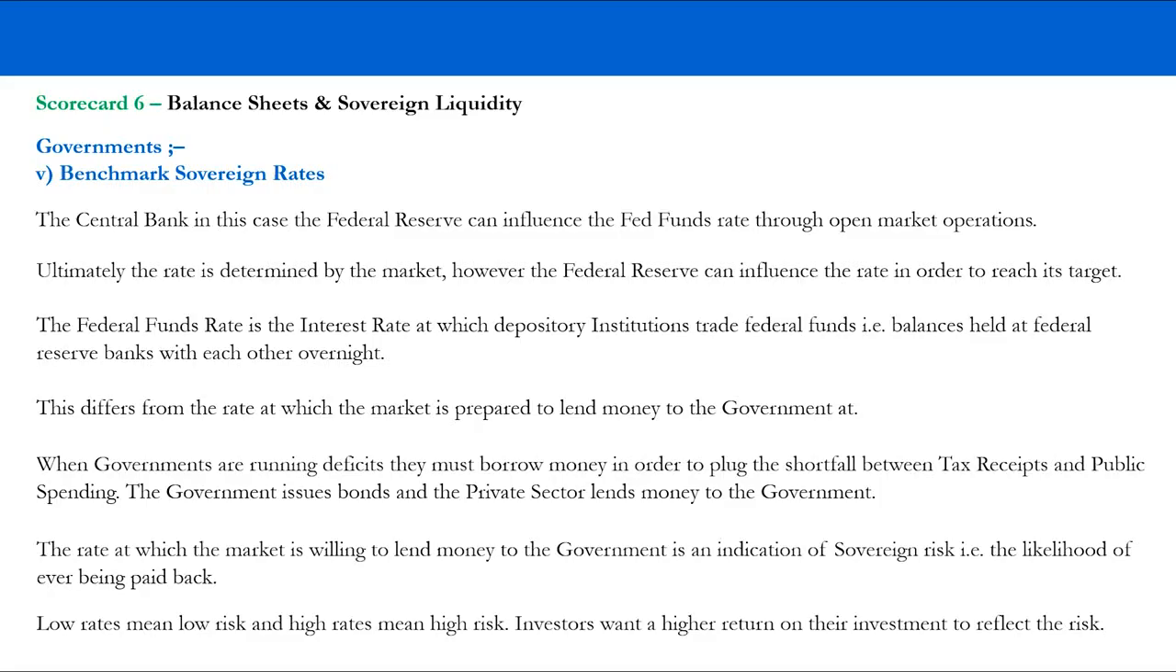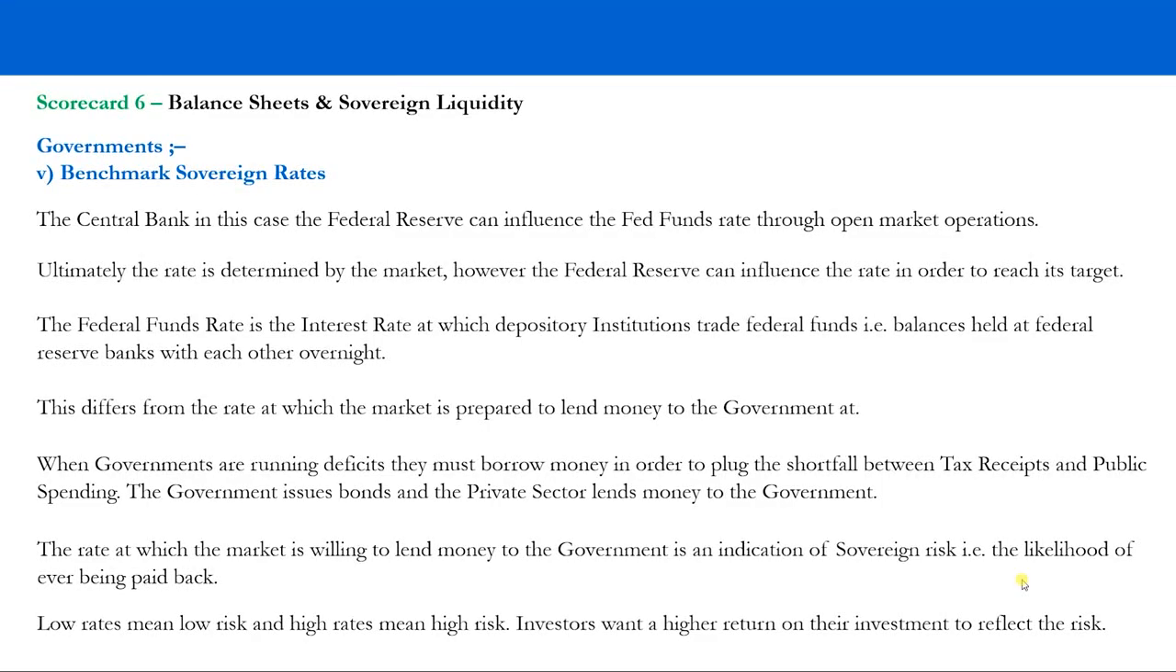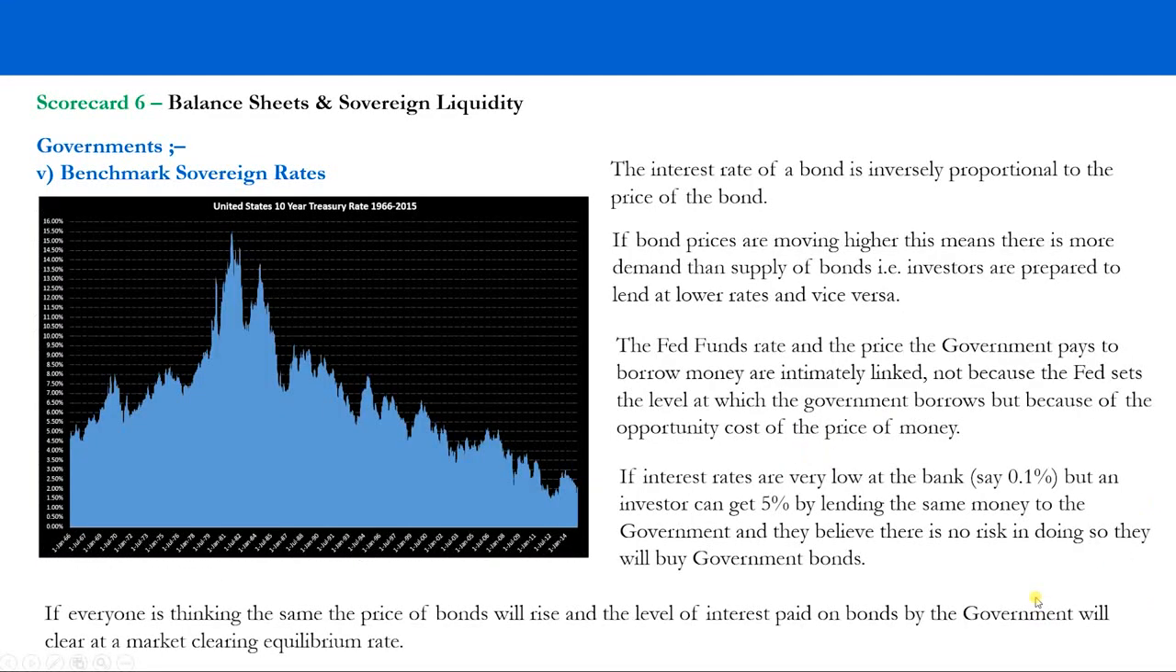So very low rates mean low risk, and high rates mean high risk. And investors want a higher return on their investment to reflect higher risk. So it's a pretty straightforward theory and understanding and mechanism. And we can look at this in a bit more detail to understand the mechanism and theory behind this.